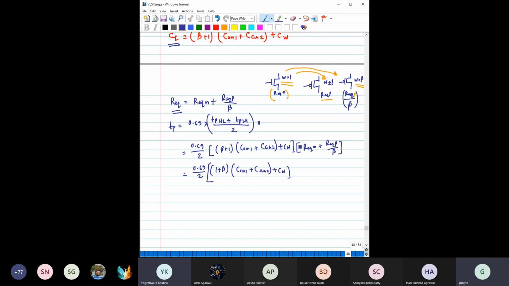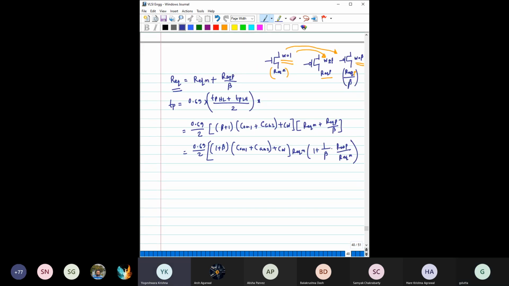Okay, let us represent it like this: R equivalent N, taking this common, plus 1 by beta, into R equivalent P by R equivalent N. Just wanted to write it like this. Fine. So this is TP.